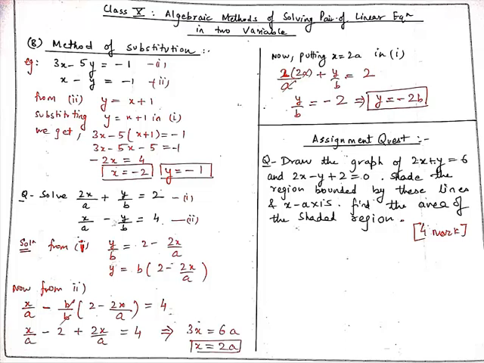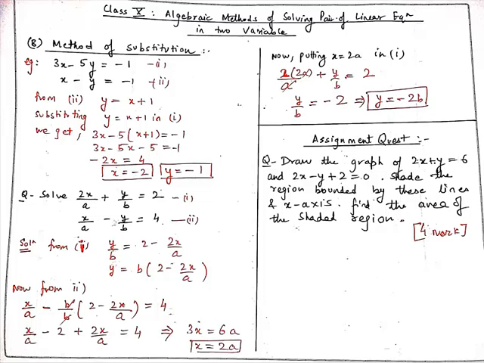Now our second question, which is based on the method of substitution, is: solve 2x upon a plus y upon b equal to 2 and x upon a minus y upon b equal to 4. So student, from 1, I can write y upon b equal to 2 minus 2x upon a. So from here, y is equal to b times the bracket 2 minus 2x upon a. So when we substitute this value of y in the second, we get x upon a minus 1 upon b, and this y will be replaced by b into 2 minus 2x upon a, equal to 4.